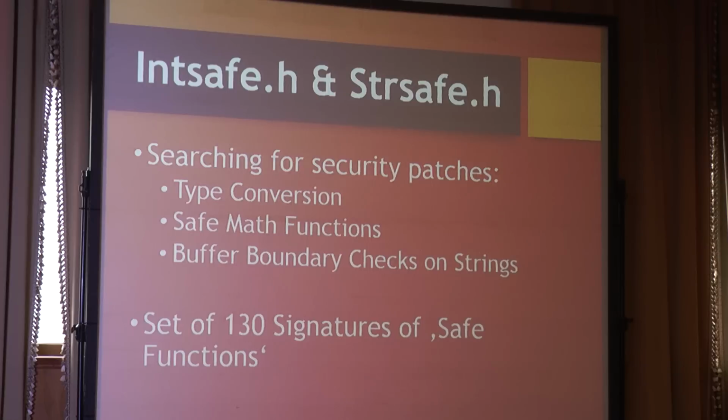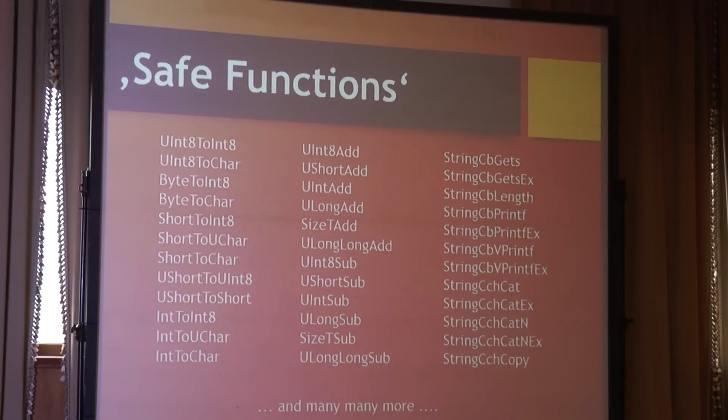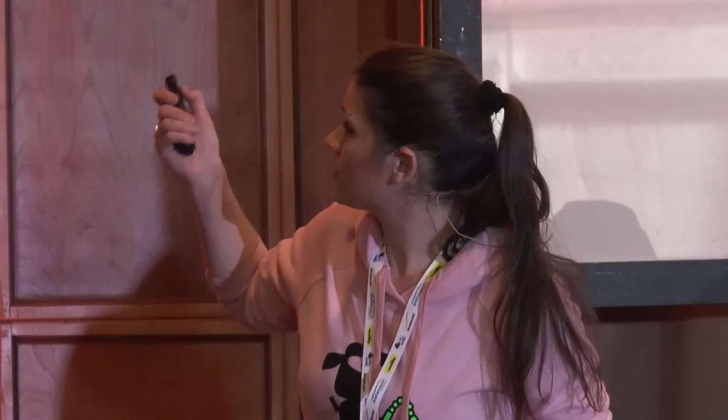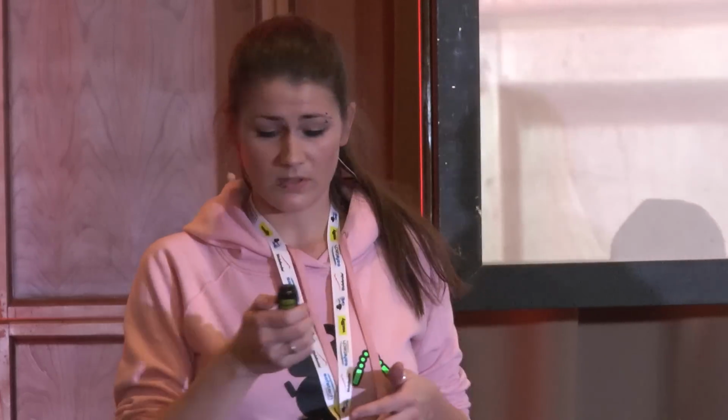So we're creating signatures out of these files, simply taking the symbol name as a signature and searching for the signature in the library. Here you see some examples of safe functions, which is all about additions and all the stuff you can do with strings and type conversions from short integer to whatever integer. These are all the symbols that we put into our database.